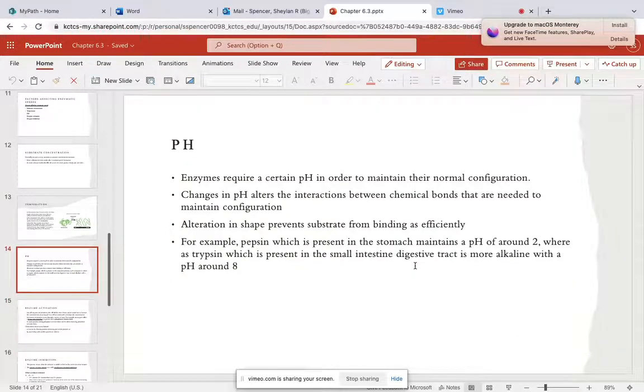And then pH. Enzymes require a certain pH in order to maintain their normal configuration. So this would be like pepsin. Pepsin, which is usually present in the stomach, maintains a pH of around 2, whereas trypsin, which is present in the small intestine, is more alkaline with a pH of around 8. In order for these enzymes to work efficiently, they have to maintain a certain pH. If you expose them to a different pH, you're going to wind up with different interactions between these peptide bonds, which is going to cause a conformational change. This conformational change is going to change the active site, and therefore they're not going to be able to bind substrate as effectively.